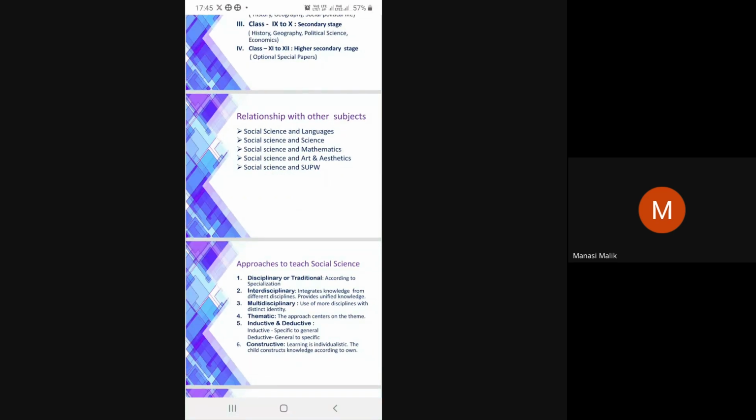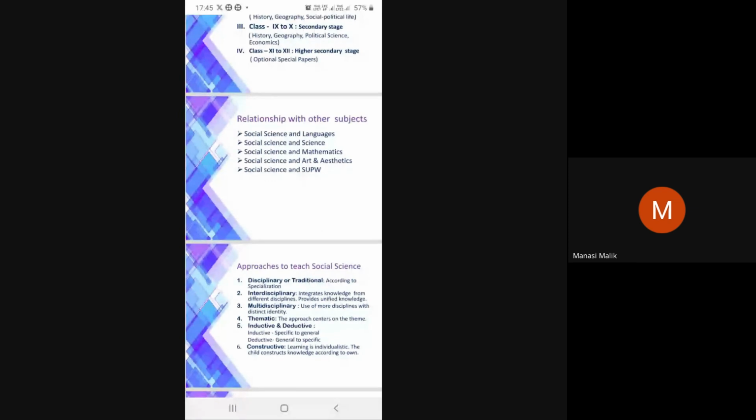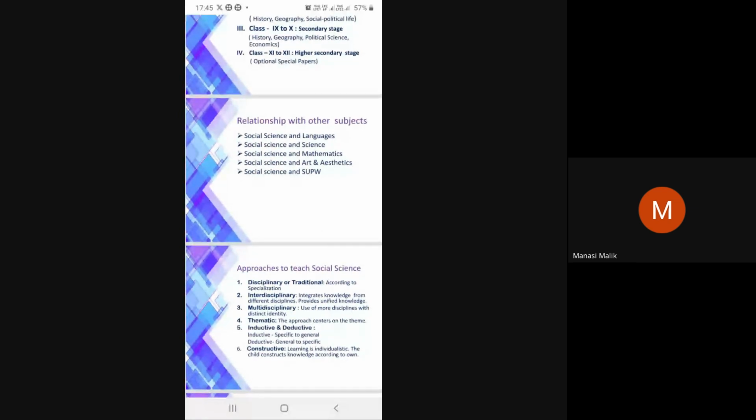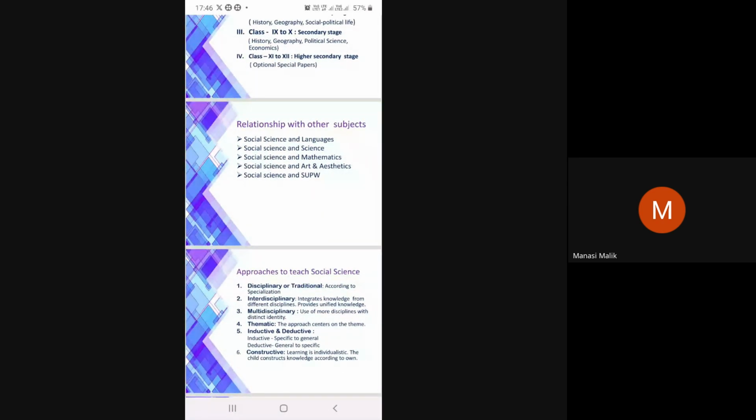The disciplinary approach is called the traditional approach. Traditional approach means that according to the specialization, as a teacher, we deliver the lecture and our children read and understand. So this is called the traditional approach of teaching social science. But in the interdisciplinary approach, when we teach any one discipline from social science, we interlink it with all other subjects. So it is called interdisciplinary. It means we are making a relationship with another discipline and teaching the subject.